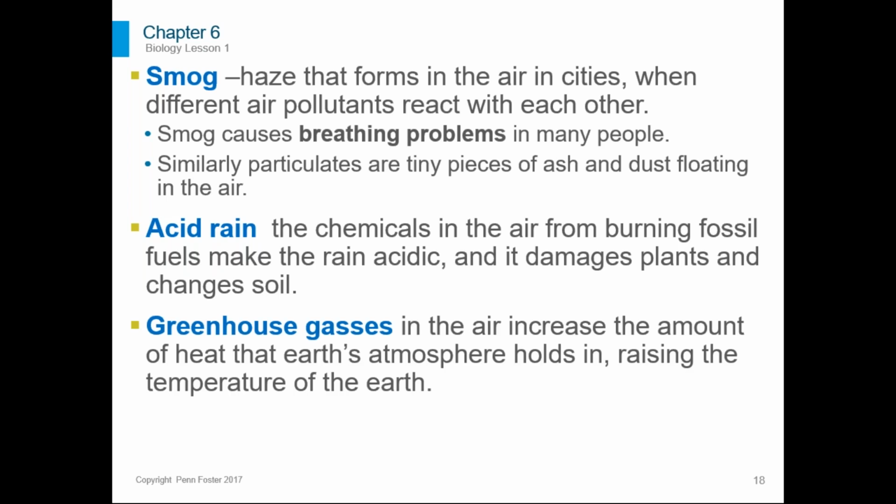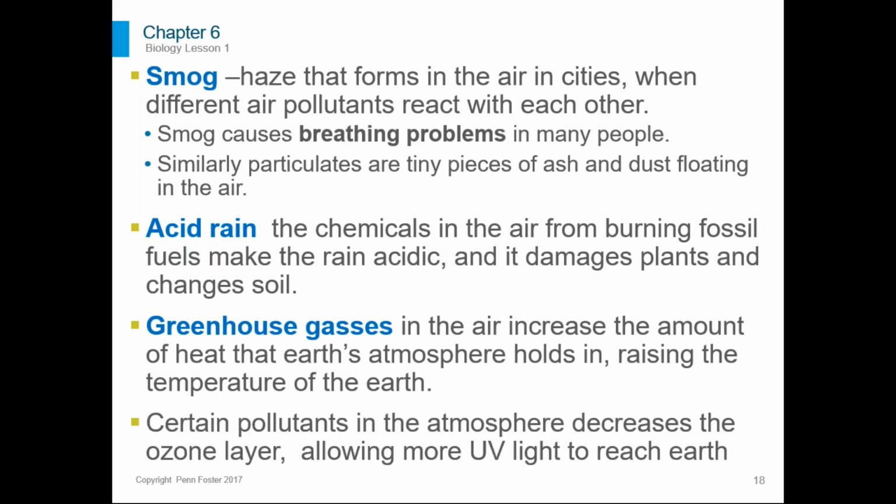Burning fossil fuels also adds greenhouse gases to the air. These increase the amount of heat that Earth's atmosphere holds in, which raises the temperature of the Earth. And humans have also released pollutants into the atmosphere that decrease the amount of ozone in the atmosphere, thus allowing more ultraviolet light to get through the atmosphere to Earth.